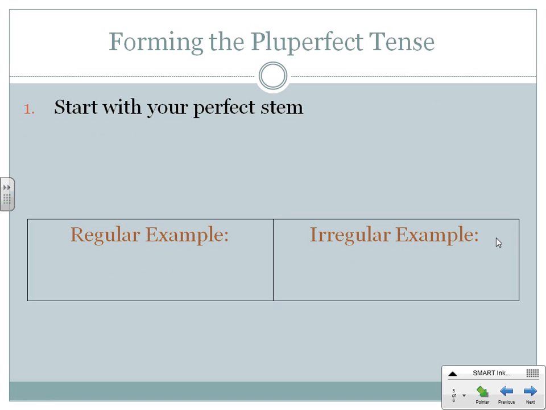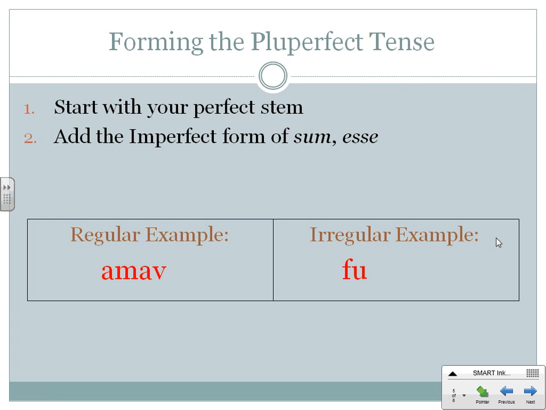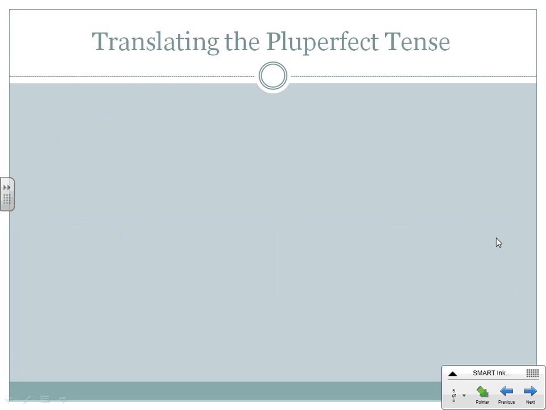Now, in order to form your pluperfect tense, you're going to start with your perfect stem, the amav or the fu, and you're going to add the imperfect form of sum, esse. For example, eramus. So amaveramus or fueramus are both pluperfect verbs.